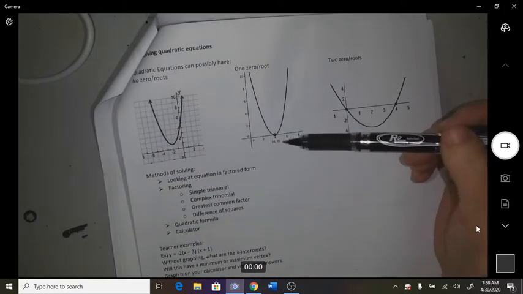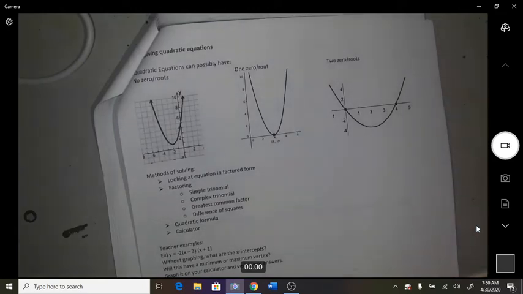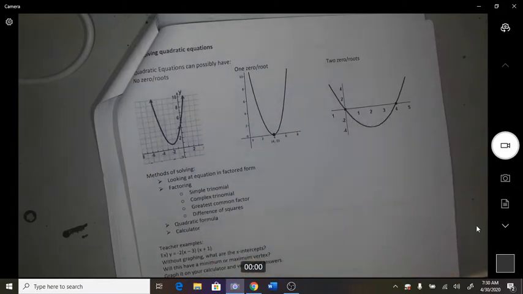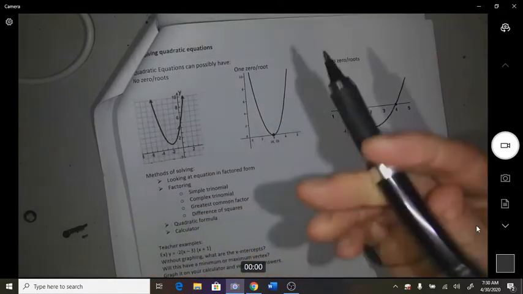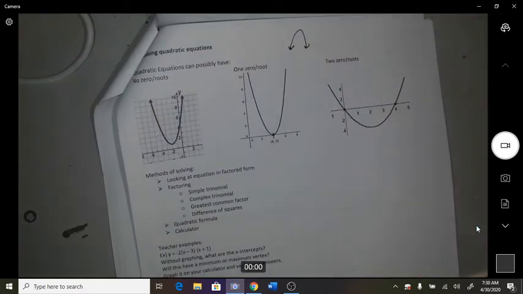This parabola will only cross the x-axis at one specific point, right on the vertex. So if the vertex is right on the x-axis, there's one solution. And here there's going to be two solutions. Okay. Likewise, we could do the same kind of idea if it was a negative, inverted parabola.